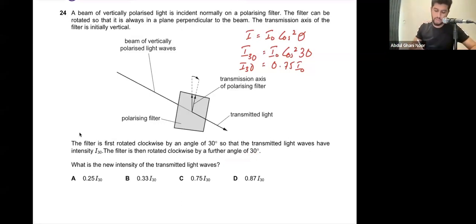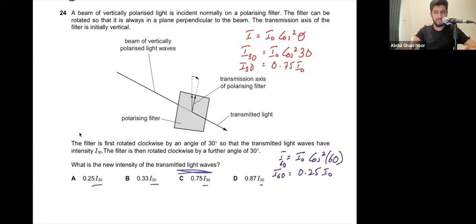So what is the new intensity of transmitted light in terms of I30? तो हम क्या करते हैं, हम बोलते हैं अब 60 डिग्रीज पे हमने रोटेट कर दिया है. I is equals to, and let's call this I60 just to distinguish, is equals to I naught cos squared 60. And this is equals to 0.25 I naught. So I60 is equals to 0.25 I naught. I30 is equals to 0.75 I naught.